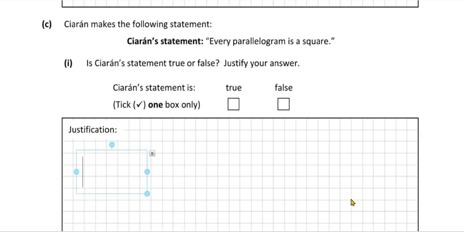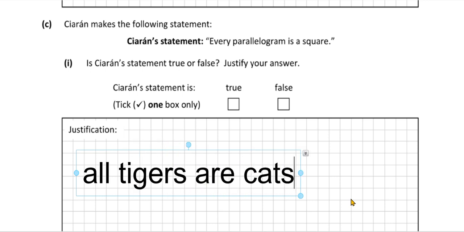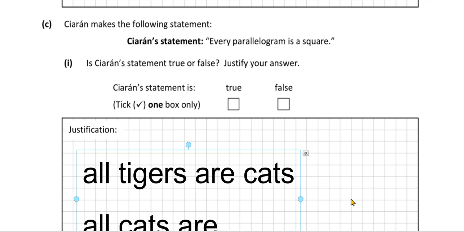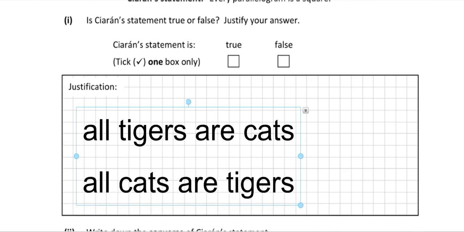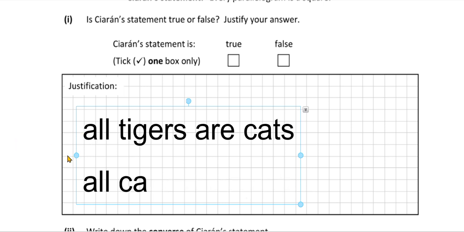Statements. Here's my statements. All tigers are cats. True or false? True. All tigers are classed as cats. I change it around. All cats are tigers. Is that false? Agreed? One's true and the other one is false.